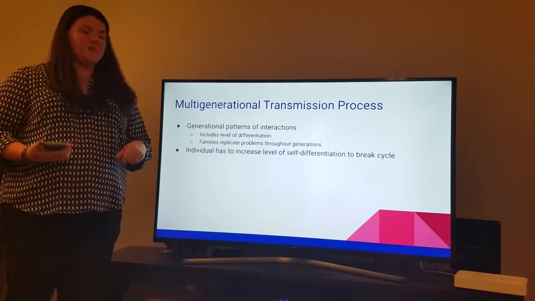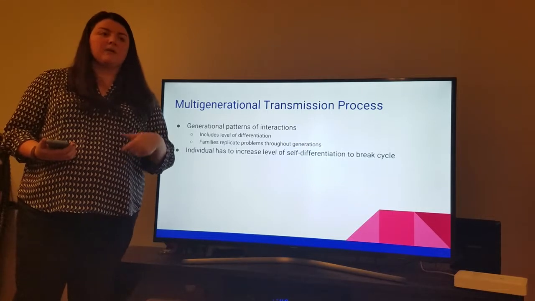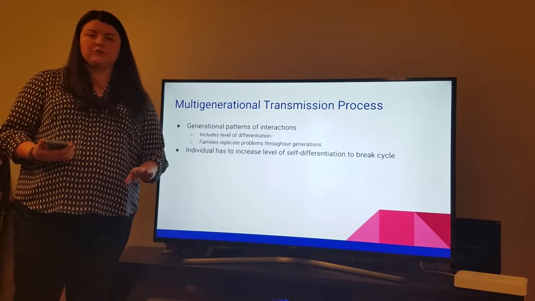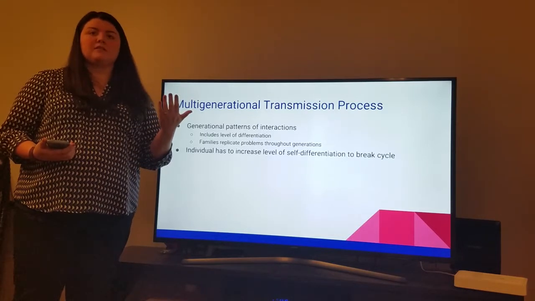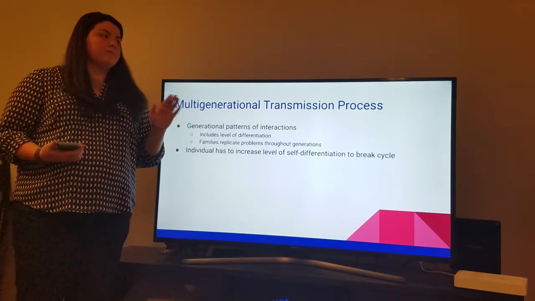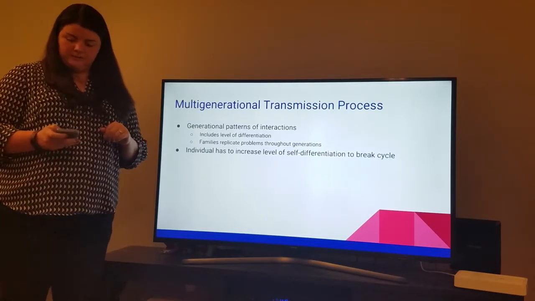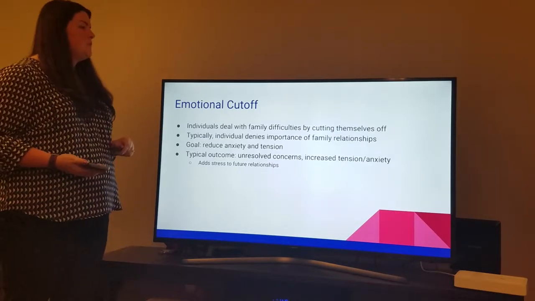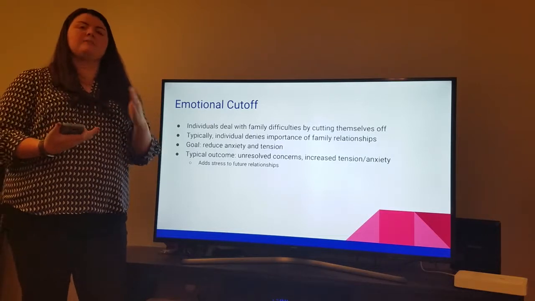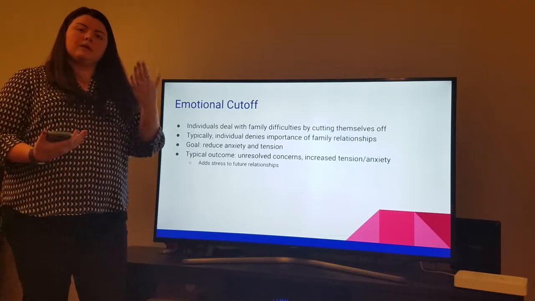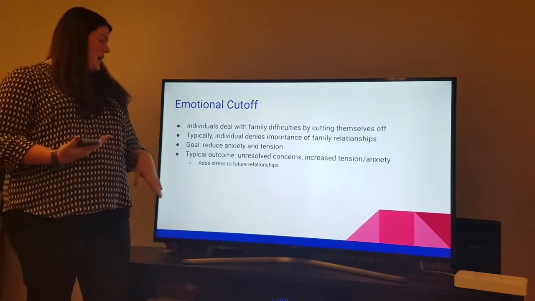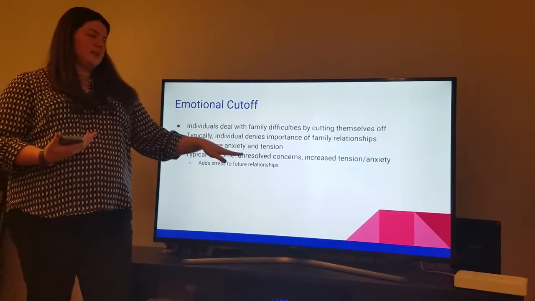Families also replicate problems throughout the generations. We see a lot of substance abuse maintained through a multi-generational process. We see a lot of mental illness, anxiety, depression, even schizophrenia have a multi-generational process to it. The next one is emotional cutoff. When tension rises too high and people are trying to get out of it, they will emotionally cut themselves off. They distance themselves from the anxiety and the tension. The goal is to reduce the anxiety and tension.